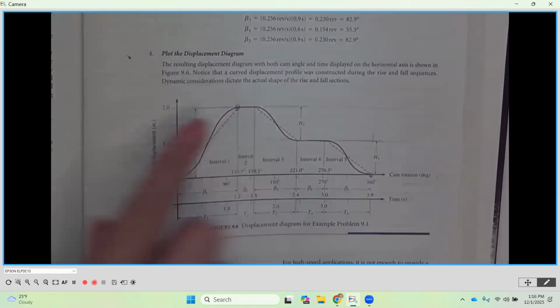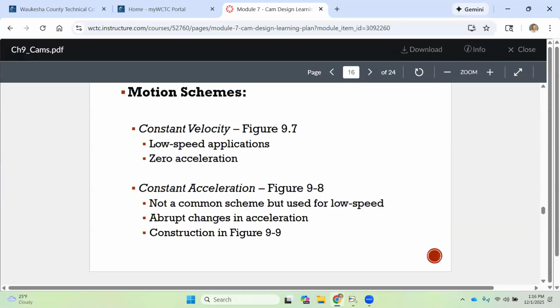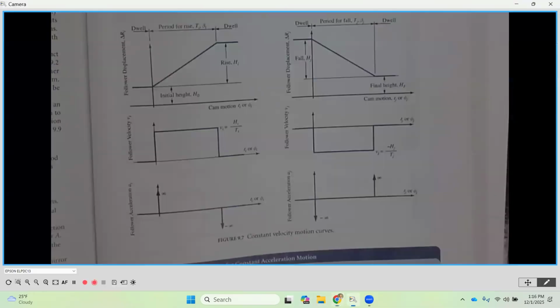So knowing what the motion scheme is going to help us to finish the construction of that displacement diagram. Now there are 4 kinds of motion that we're going to be looking at in this particular section. So the first one is called constant velocity. We're going to see the displacement curve for constant velocity on page 229.